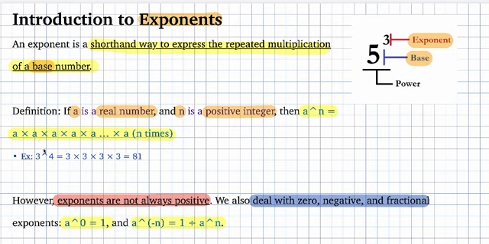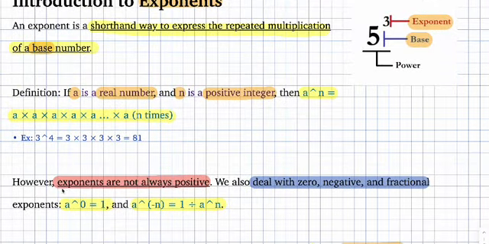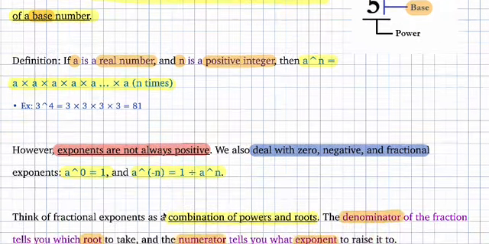For example, if we have 3 to the power of 4, it would be 3 multiplied by itself 4 times, which gives us the value 81. However, exponents are not always positive. We also deal with 0, negative, and fractional exponents, and these have special rules.